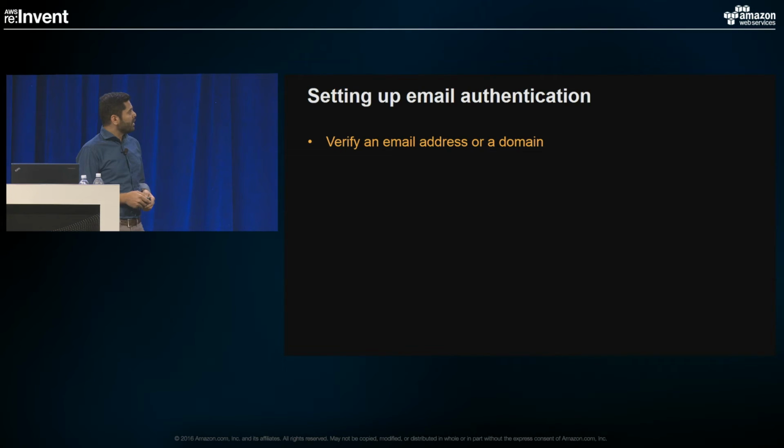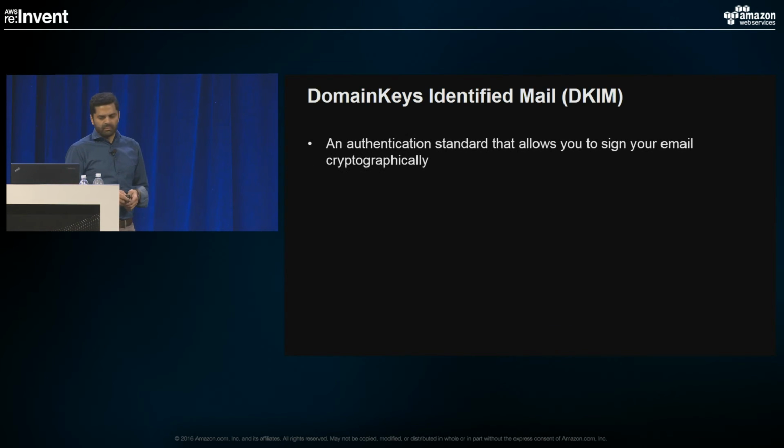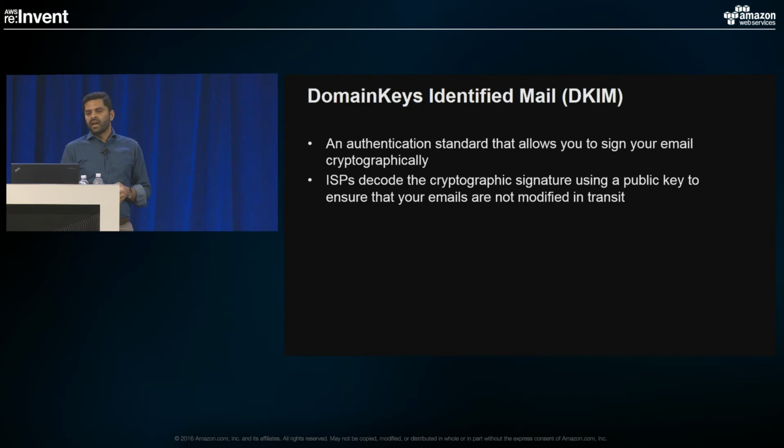Now that we have verified the email address or a domain, optionally you can use DomainKeys Identified Mail, also known as DKIM. It's an optional standard that will allow you to sign the email messages. ISPs use a signature to verify that the messages are legitimate and no one has modified the message in transit. An email message that is sent with DKIM has a DKIM signature in the header that contains a cryptographic signature of the representation of the message, the entire message. And ISPs receiving that message can decrypt the signature with a public key that is present in your DNS record to ensure that the message is authentic.